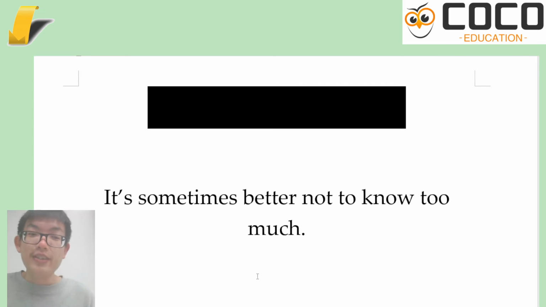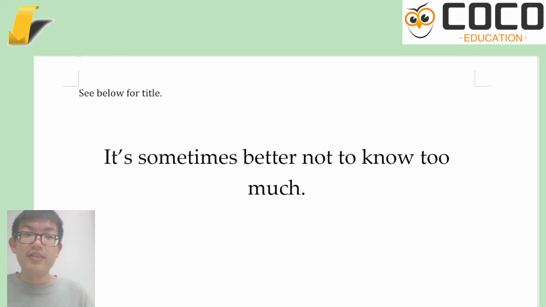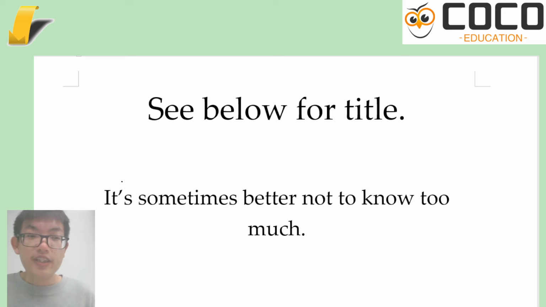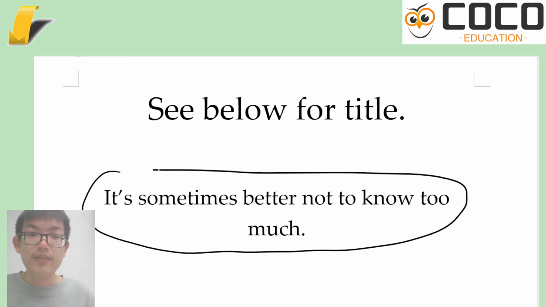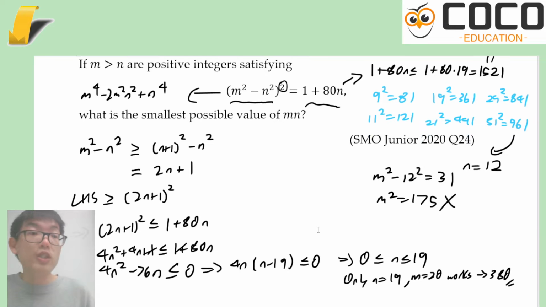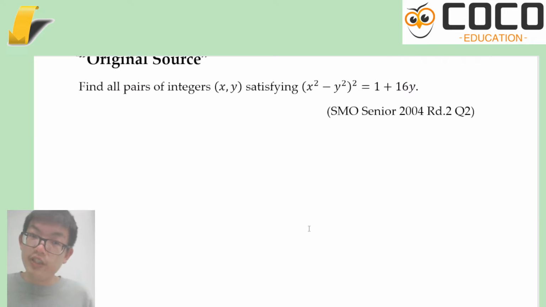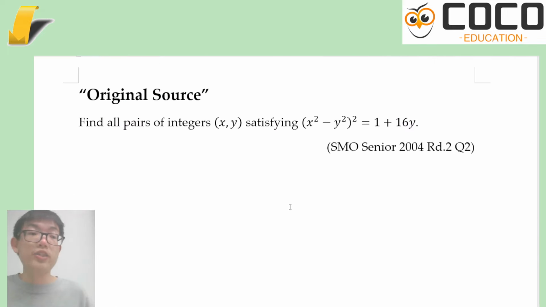And so back to the title. There's actually no title to this. There is no title for this video. The title for this video is actually just, sometimes it's better not to know too much. I always talk about knowing the context. Don't do that too much. Don't look at the SMO Junior question and assume that it must only be difference of squares. You should try it first. But if it doesn't work, it may be harder than you think. And also, conversely, do not look at an SMO Senior round 2 question and assume it needs something super fancy. It may be easier than you think.